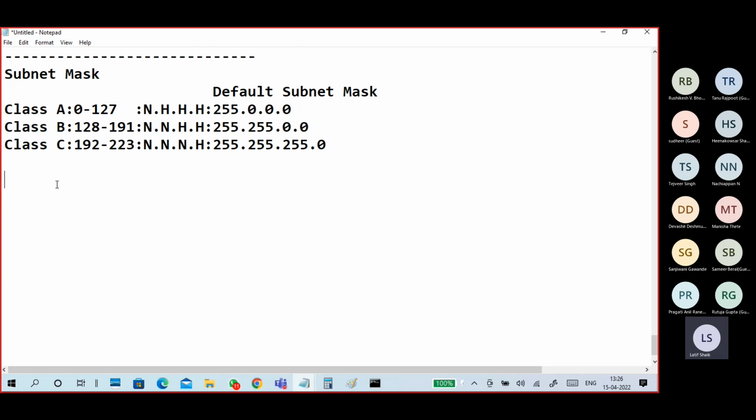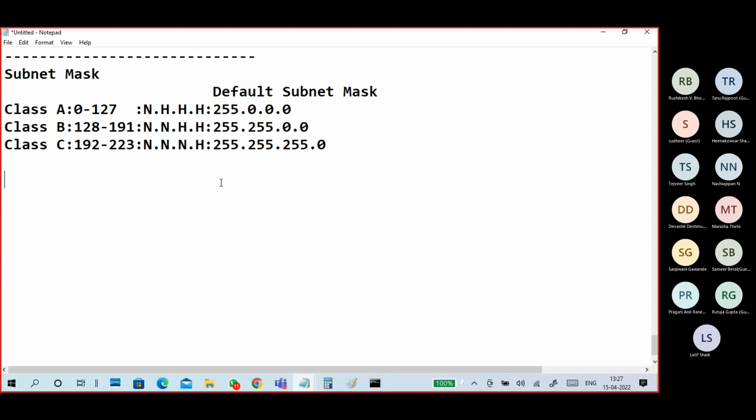So this is the default subnet mask of class A, class B, class C. Class A default subnet mask is 255.0.0.0. Class B default subnet mask is 255.255.0.0. Class C default subnet mask is 255.255.255.0.